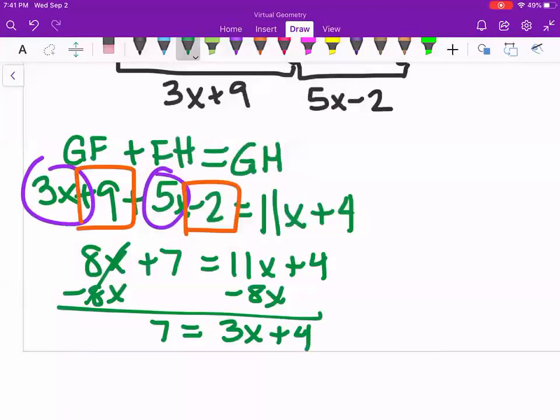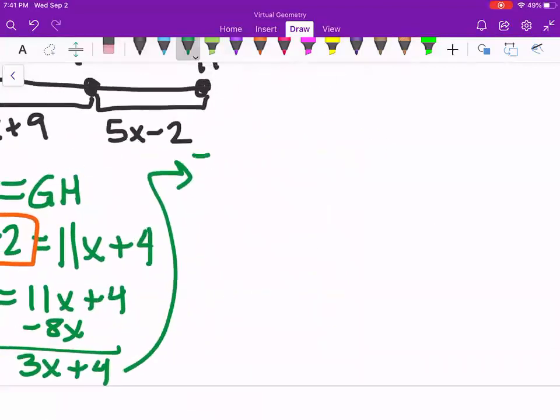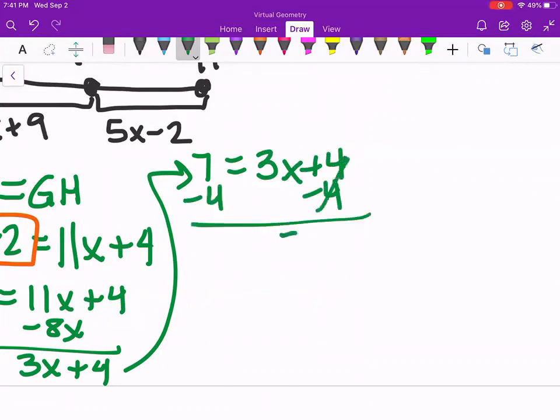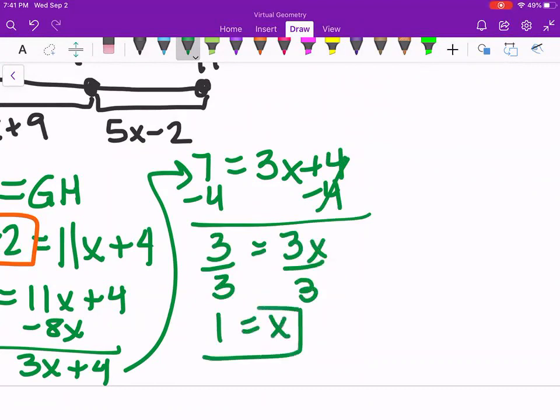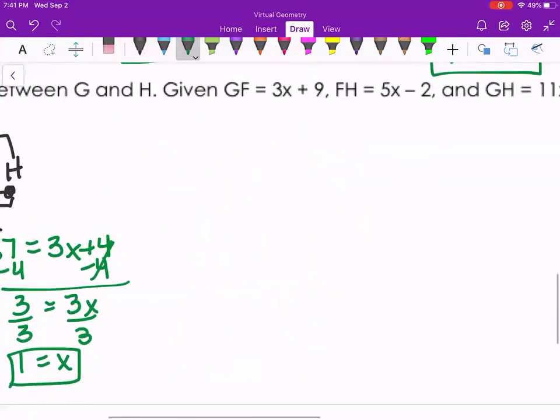Let's keep going. So if 7 is equal to 3x plus 4, now I can minus that 4 from both sides. 3x is equal to 3. Divide both sides by that 3, and I have a 1 for x. So there's the first part of my answer. Now I can start plugging this back in and find the length of all those missing pieces.